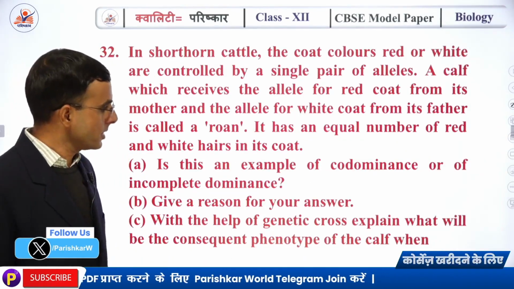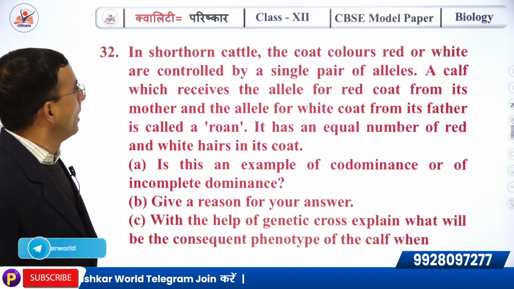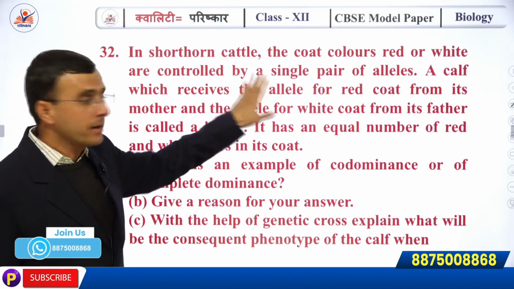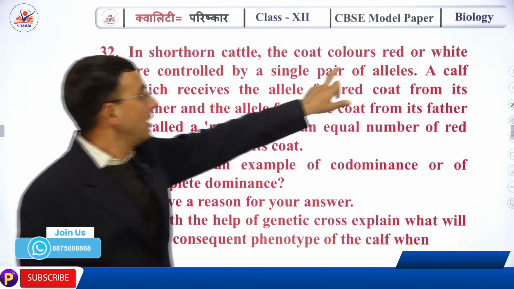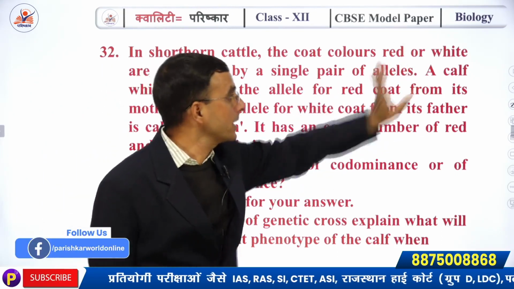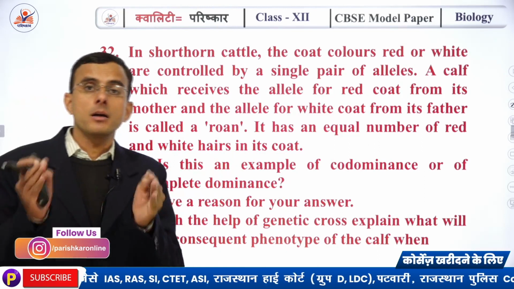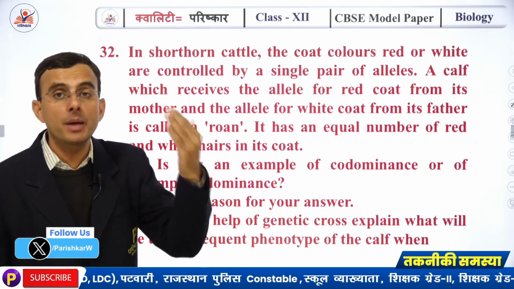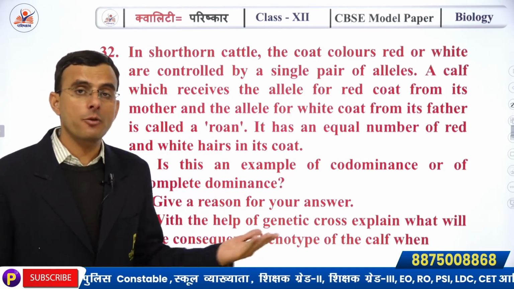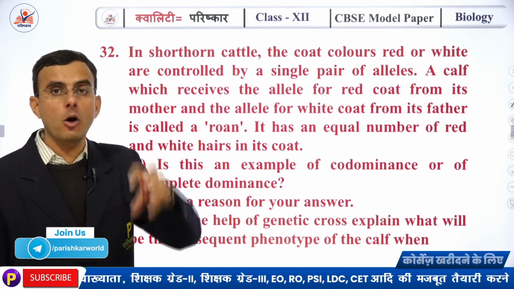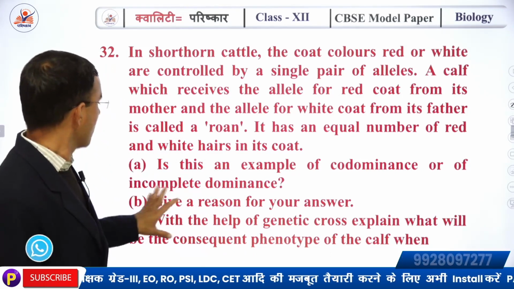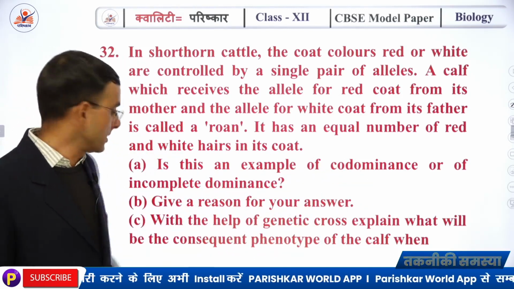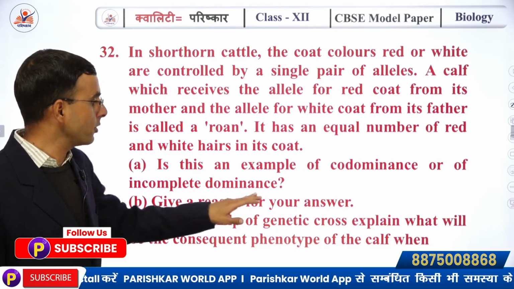Now the next question is the 32nd. That is from genetics, and in genetics there is a cattle that has two colors. That is the coat color, a red color and a white fur, and we are interbreeding these. When we interbreed these, we develop the next generation, the progeny. So what is the effect of this? What is that condition? The first question: is this an example of codominance or incomplete dominance? The second is to give a reason for your answer.